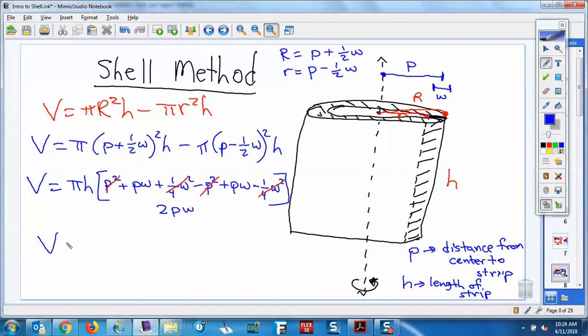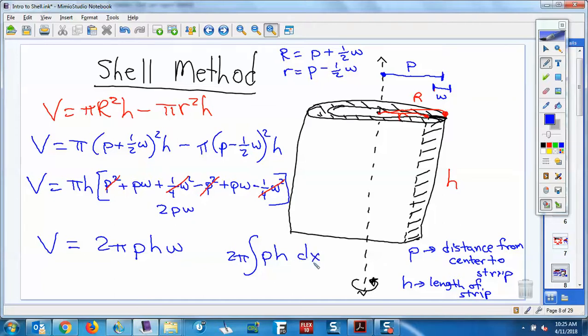PW. So, at the end of the day, we can rearrange here a little bit. Let's put the 2 in front with the pi. We have 2 pi PHW. That is the volume of that thing right there. Now, what we want to do is add up an infinite number of those. So what's going to add them? The integral. 2 pi will go out in front. pH. What happens to the W?